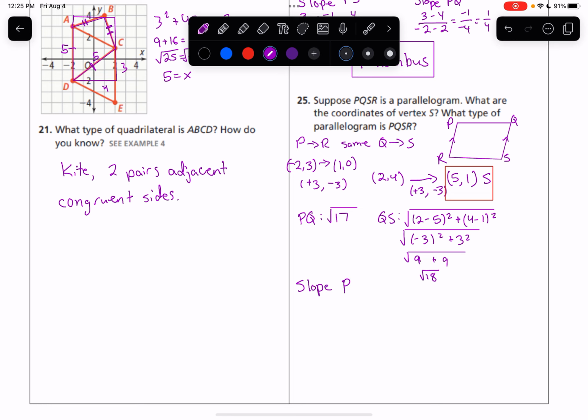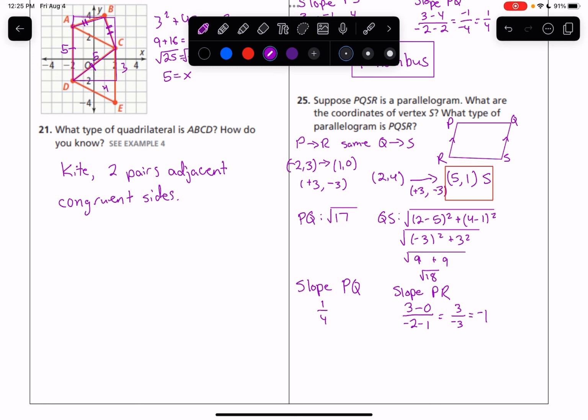So let's go ahead and find the slope of PQ, because I already found it up above, and that was 1/4. And then we'll find the slope of a side next to it. So maybe the slope of PR, you can use whatever one you want. The slope of PR is going to be 3 minus 0 over negative 2 minus 1. It's going to give us 3 over negative 3, or negative 1. Well, 1/4 and negative 1 are not opposite reciprocals.